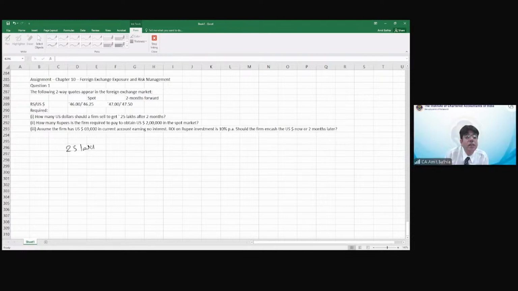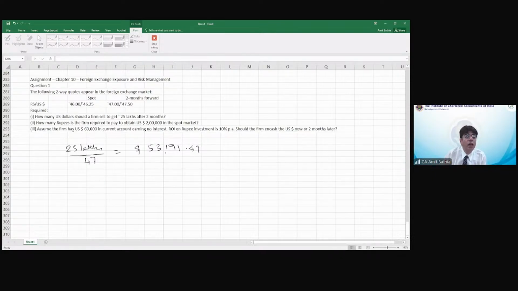25 lakhs divided by 47. So you will get 53,191. So $53,191 I will get, which I need to sell to get 25 lakh rupees. That is the first question.